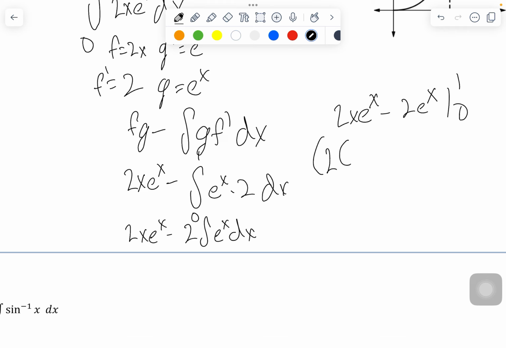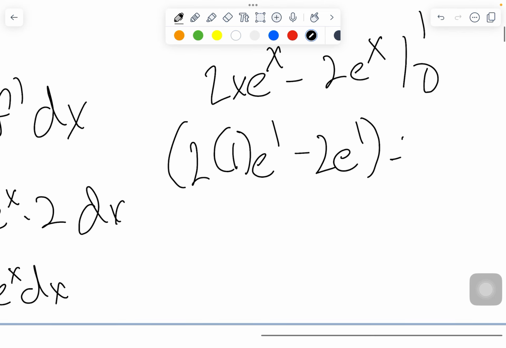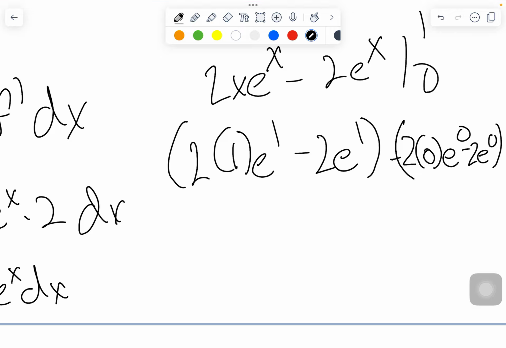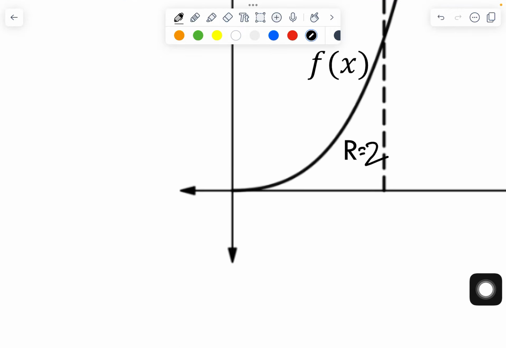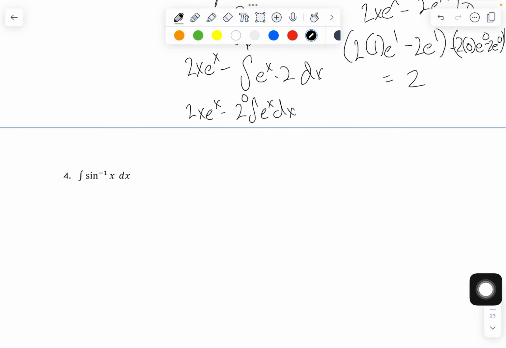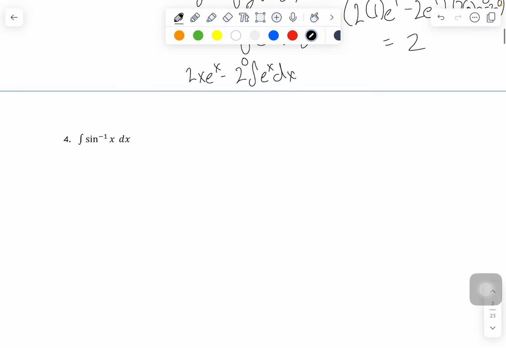So we can say 2 times 1 times e to the 1 minus 2 e to the 1 minus 2 times 0 e to the 0 minus 2 e to the 0 is equal to 2 overall, and that is the area under the curve from 0 to 1 for that question.